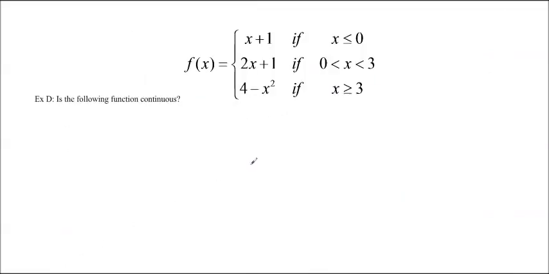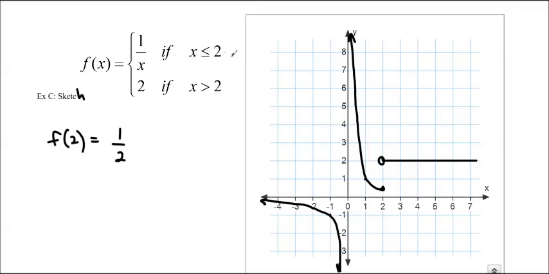Alright, so example D, this asks if the function is continuous. So basically what we want to do is we just want to check the ends, okay? So we're going to check for x equals 0, and we're going to check for x equals 3. We can see that because here, when x equals 2, 1 over x is 1/2, and when x equals 2 here, the answer is 2. These are not the same, but if it was continuous, then they would match up, right?